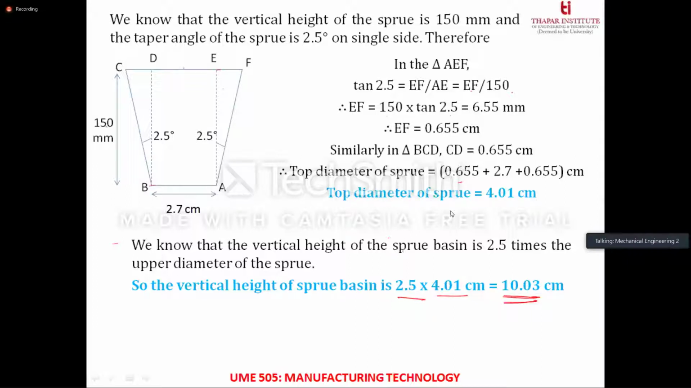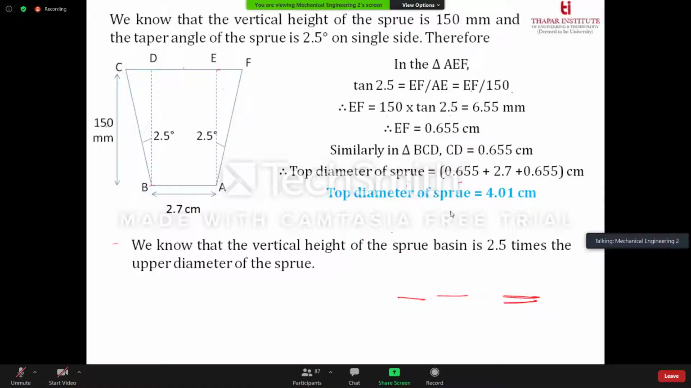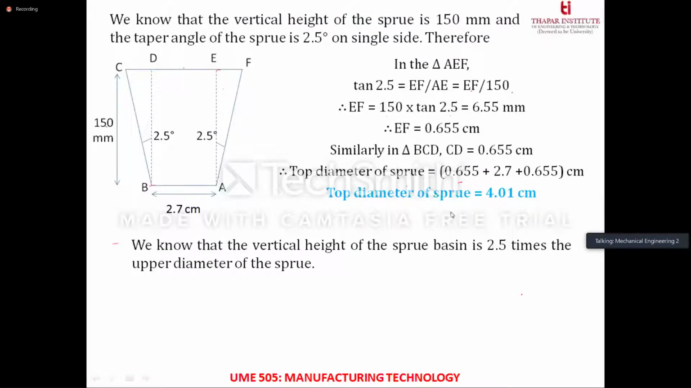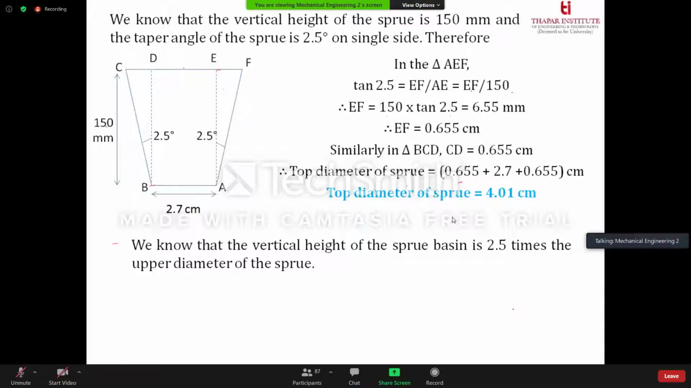Another thing that you need to remember is that whenever you are assuming, the area of the sprue is equal to the choke area. The area of the sprue will always be equivalent to the choke area, and the choke area formulation is already known to you.